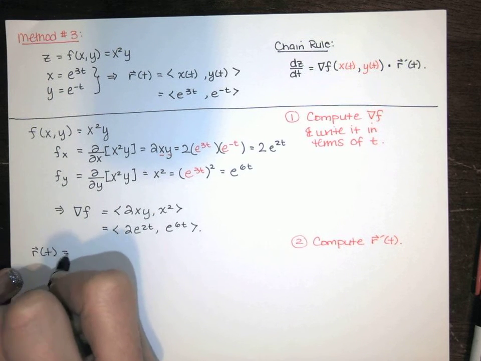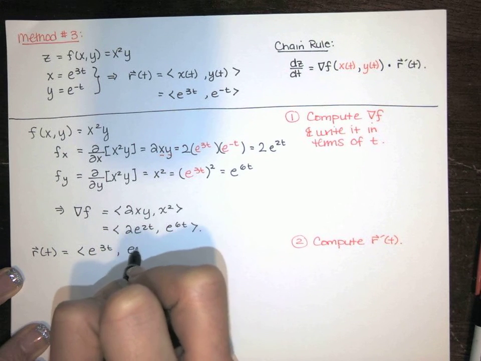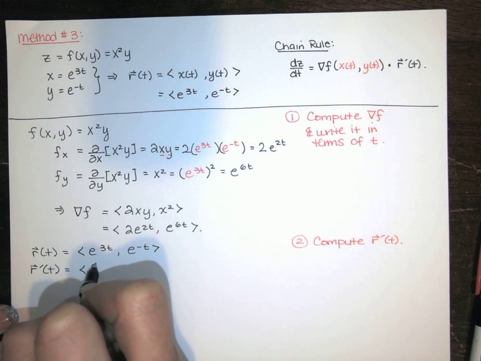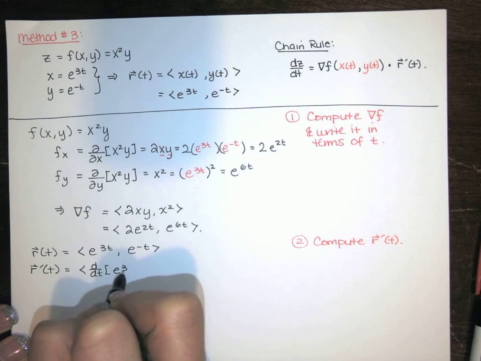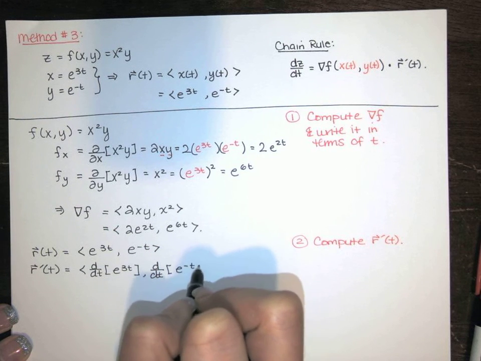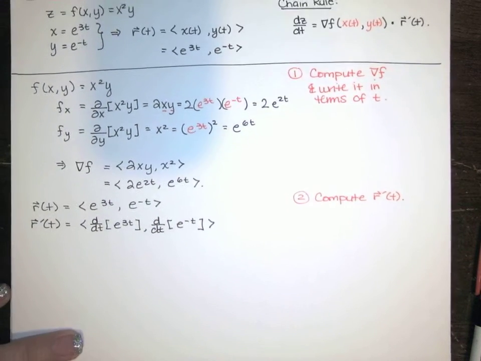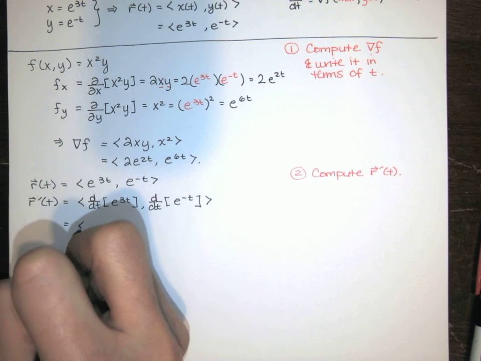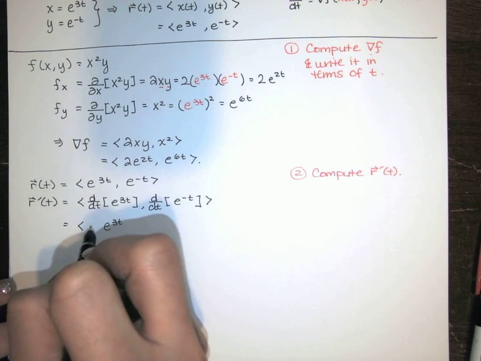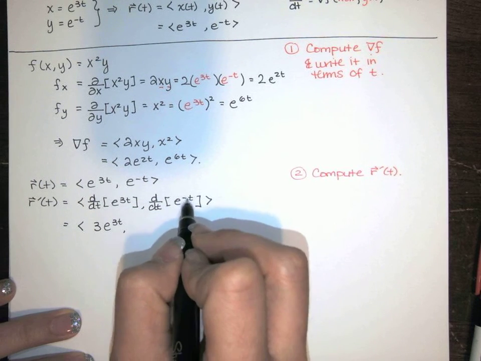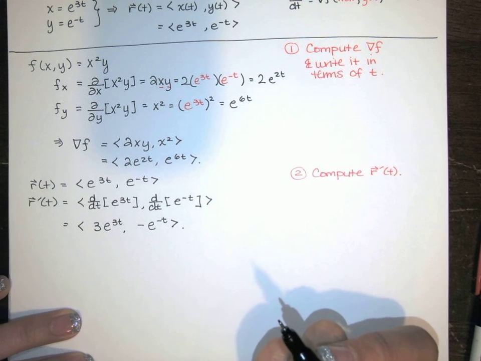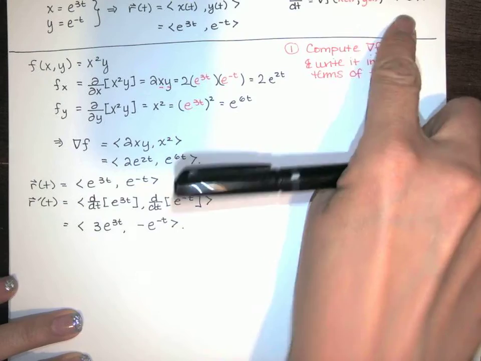Well, r of t had components e to the 3t, e to the negative t. Computing r prime is easy. You take the derivative component by component, and the resulting vector is r prime. The derivative of e to some power is e to that power times the derivative of the inside, which is a 3. The derivative of e to this power is e to that power times the derivative of the inside, which is a negative 1. All right. Now we just take the dot product of those two guys.